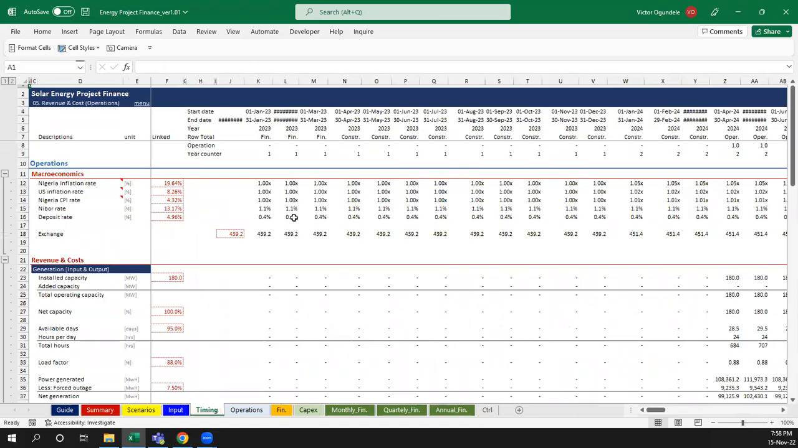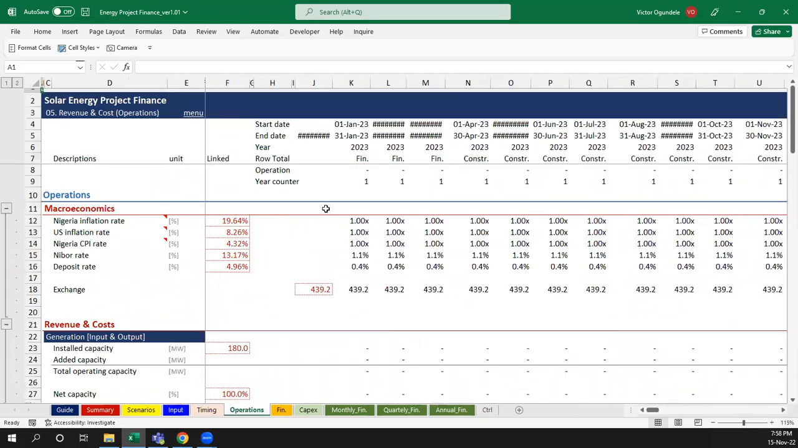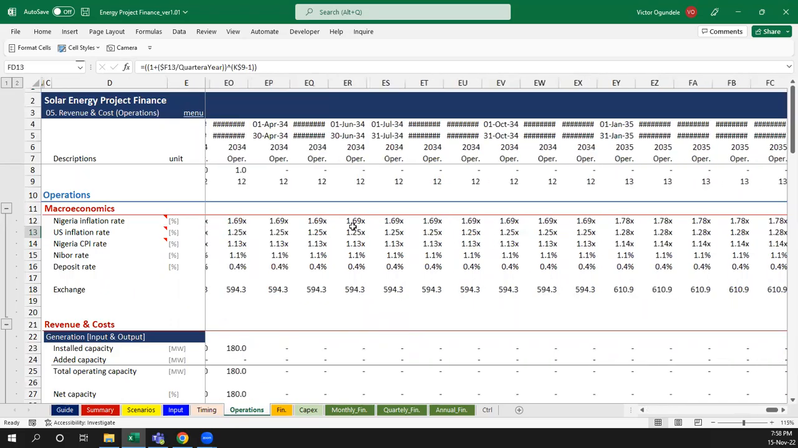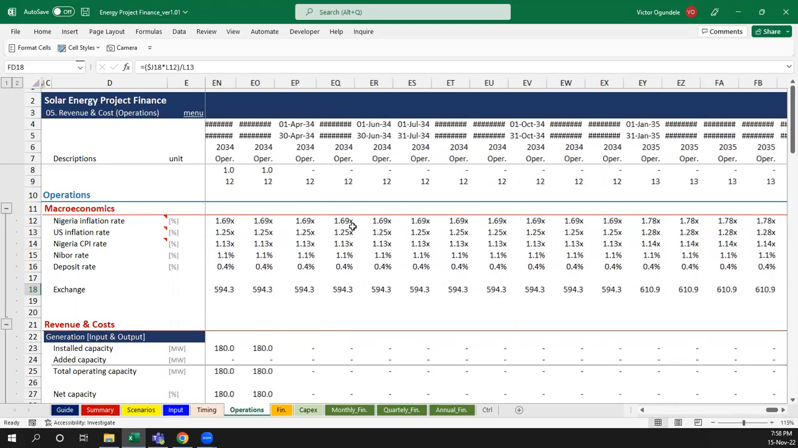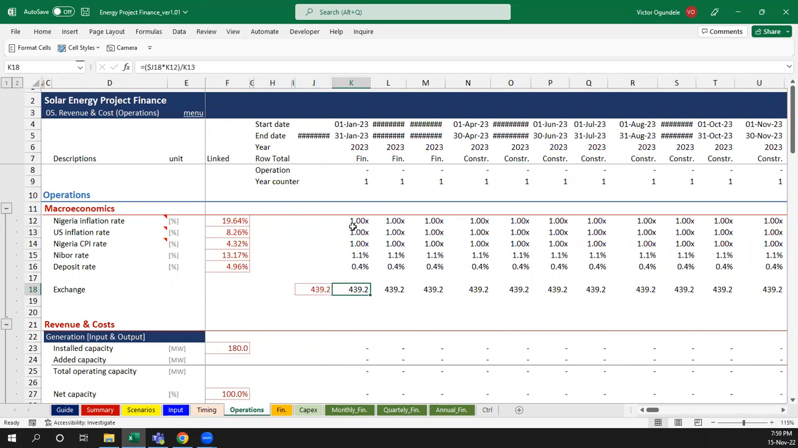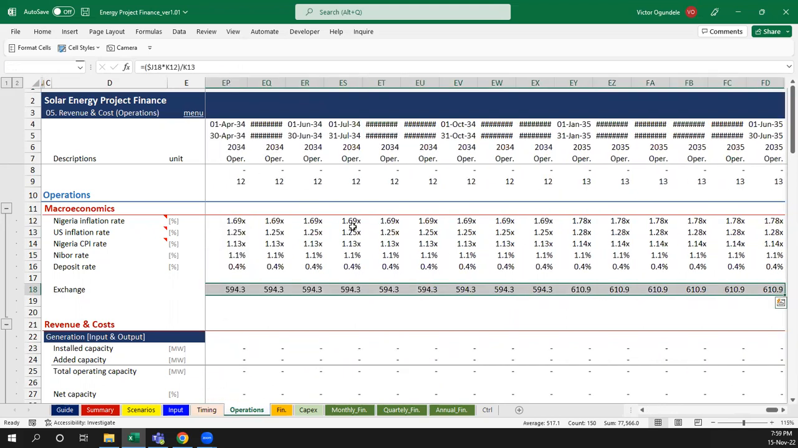And here we have the operation, where we've done our calculation with the effect of our macroeconomic assumption changes. We calculated them in index formats, right? And forecast that for the period, and also the exchange rate, using our purchasing power parity approach. So what that does is keep the exchange rates at a very good rate, right?